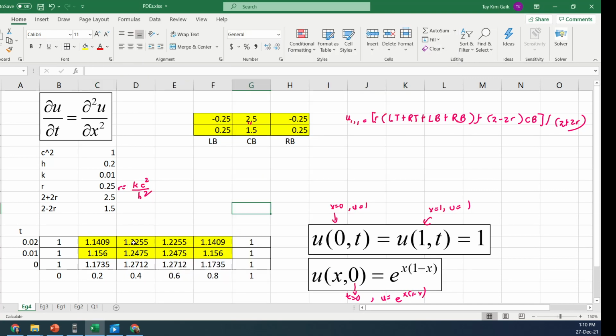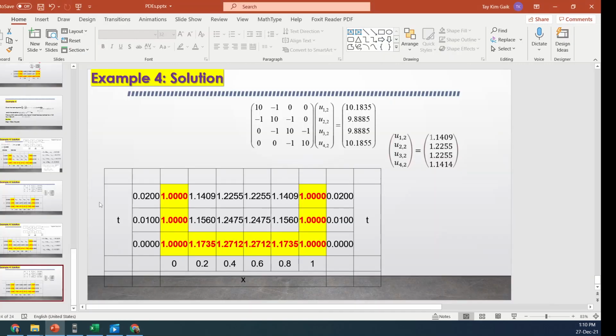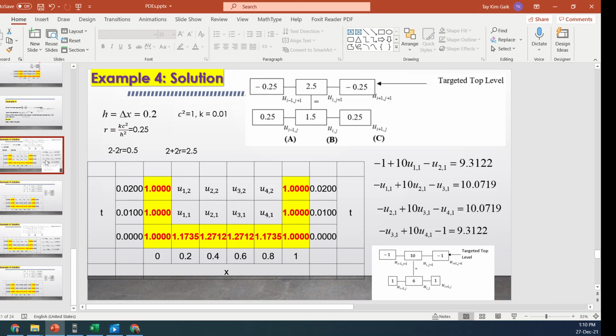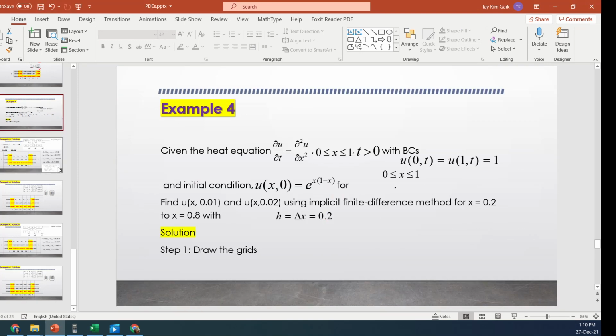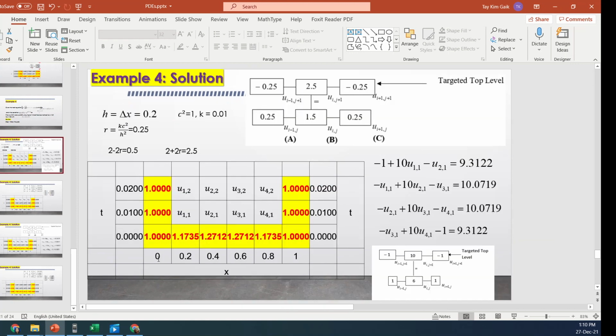Then you can quickly obtain the solution of the heat equation by the implicit method without having to form it, like example 4 here. If you solve manually, it is the same thing. The boundary conditions are 1. The initial condition is the exponent of x times 1 minus x, and then you have u11, u21, u31, u41, u12, u22, u32, u42. You have to solve level by level.